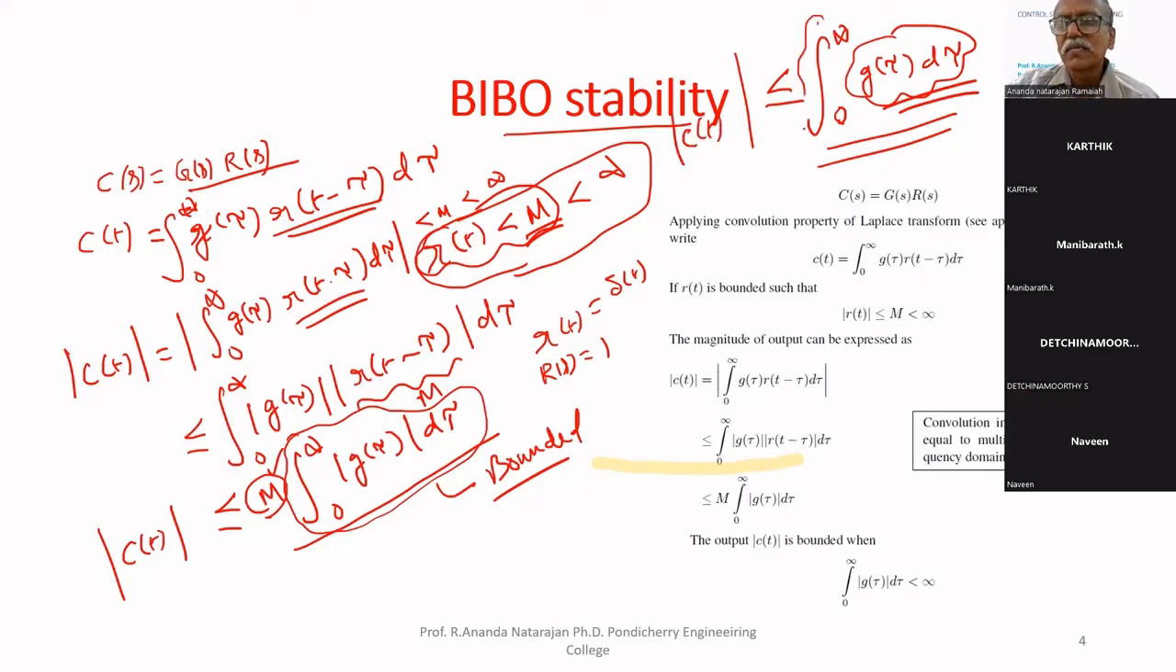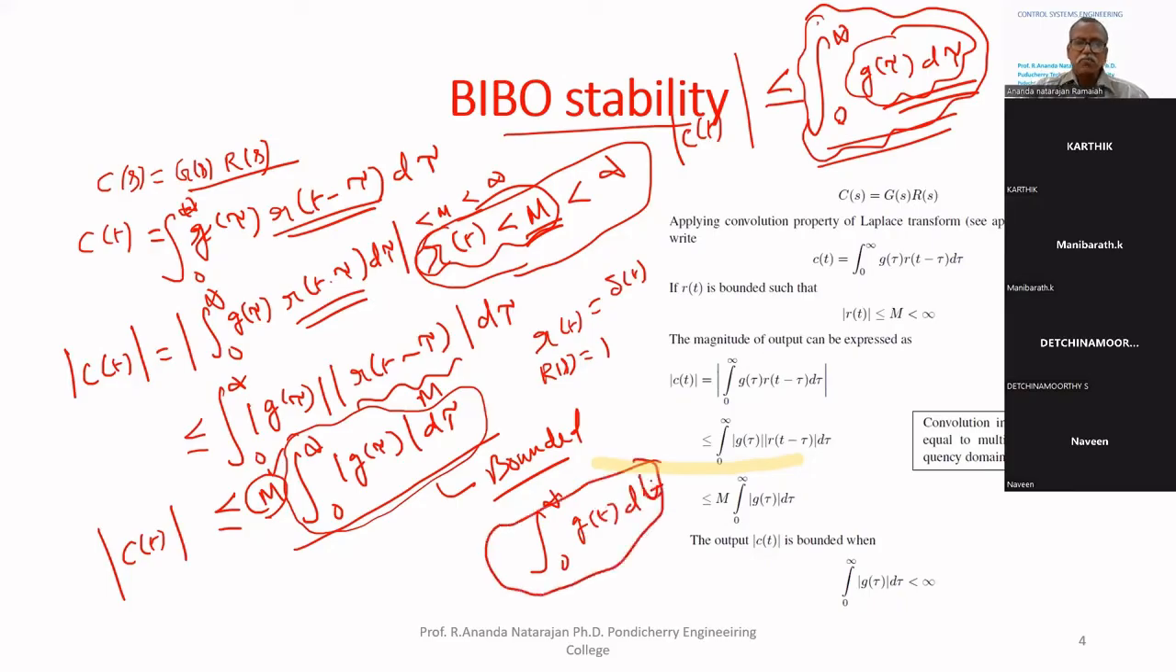It means this impulse response must be bounded, or the integral of G of t dt must be bounded. Both are the same. The integral of G of t dt must be bounded for a stable system.